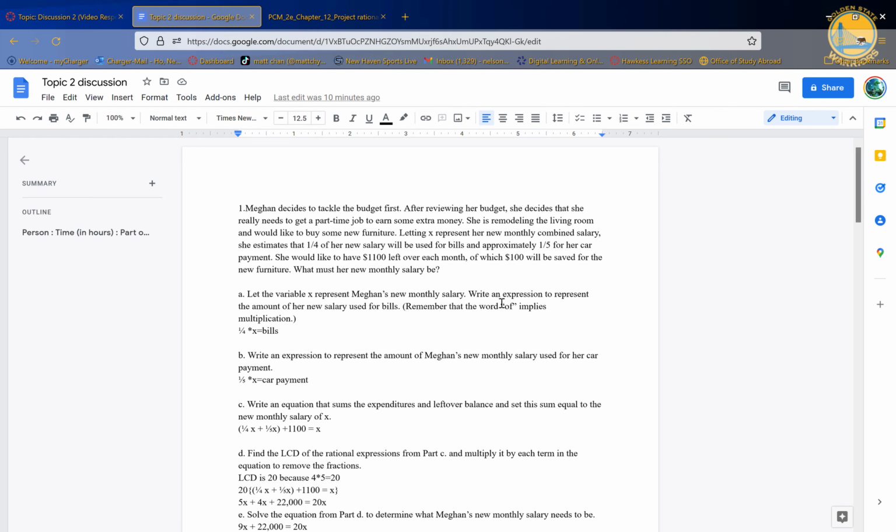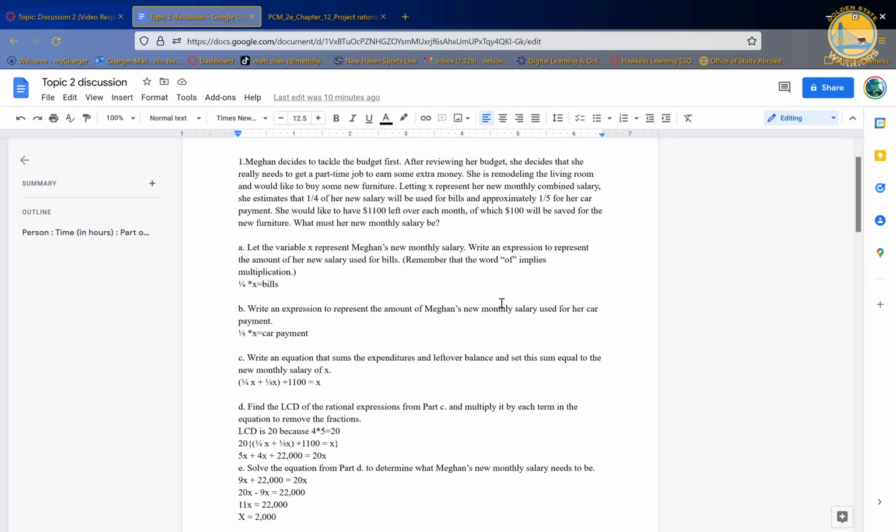Letting X represent her new monthly combined salary, she estimates that 1/4 of her new salary will be used for bills, and approximately 1/5 for her car payment. She would like to have $1,100 left over each month, of which $100 will be saved for the new furniture. So what must her new salary be?